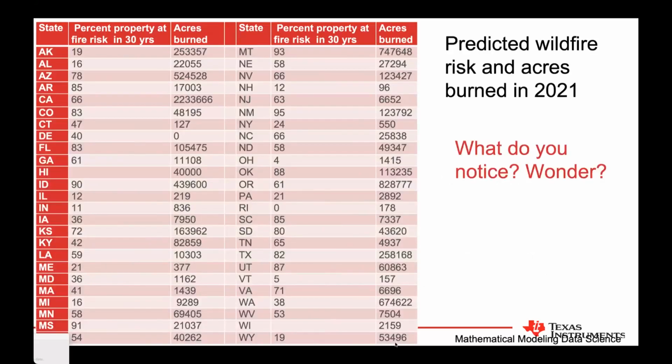All right, I'm going to turn this back over to Gail, and she's going to start looking at some data. These are the predicted wildfire risk and the number of acres burned by state throughout the United States in 2021. I'm not sure how well you can see all of these data, but is there anything that you notice or wonder about these data?